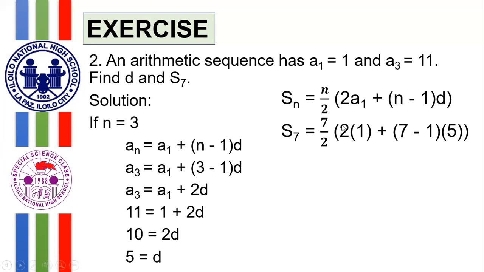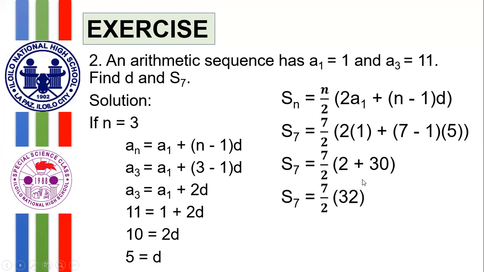So from here, 7 over 2 is an odd number, so 7 halves. Let's not simplify it for now. This is 2 times 1 is 2. 7 minus 1 is 6 times 5, which is 30. So 2 plus 30 will be 32. I suggest that you divide first the 32 by 2. 32 divided by 2 is 16. And 7 times 16 is 112. All right. So far, I'm hoping so good.